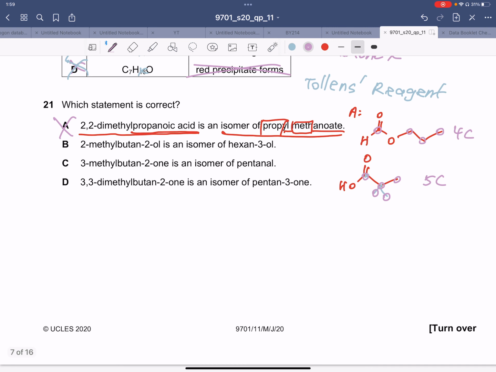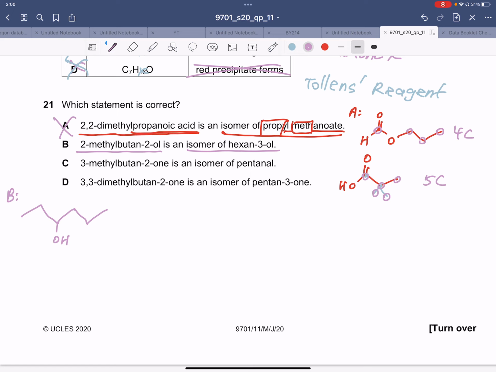Moving on to option 2. 2-methyl-butan-2-ol is an isomer of hexanthriol. Okay. Hexanthriol will look something like, let's see, 1, 2, 3, 4, 5, that's 6 carbons overall, and then 1, 2, 3, so OH right here. And again, option B. Okay, that's what hexanthriol looks like.